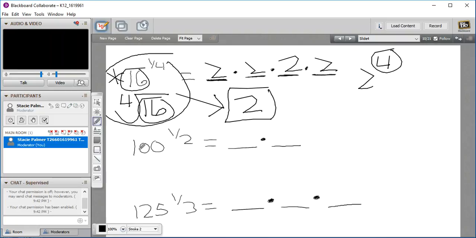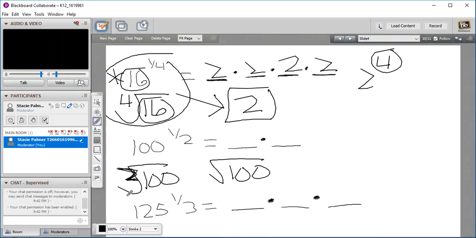Okay, let's look at the next one. 100 raised to the 1/2 power. This is the same thing as the square root of 100. And most of the time in math, if it's a square root, we don't write the 2 here. Okay, so we would just write it as the square root of 100. So we're trying to figure out, what did we square to get to 100? Or what was multiplied by itself twice? And that answer would be 10.